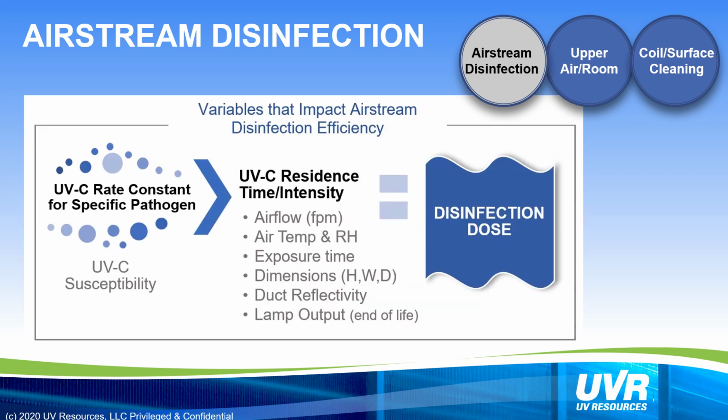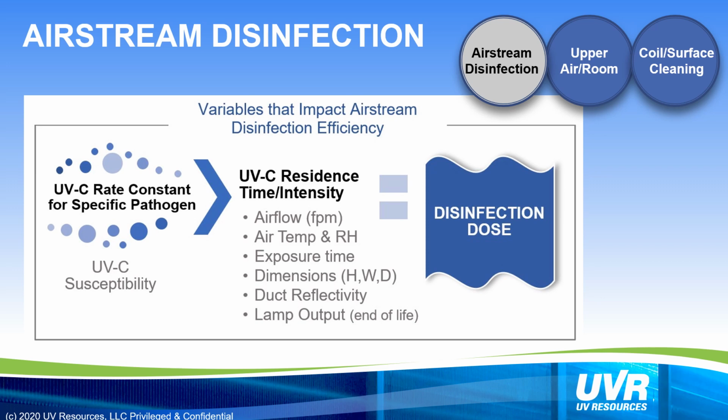Another way to look at it is to take the UVC rate constant of that specific product or multiple products, and then measure your airflow, your air temperature, and relative humidity. How long do we have exposure time to the product? That gives us dose, dimensions, height, width, depth. Is there any reflectivity we can get off of surfaces around where those lights are going to be placed? And when we're modeling, we always want to model at the end of the life of the lamp. It gives us a worst case scenario, and that gives us our disinfection dose, or the dosage required for that space.